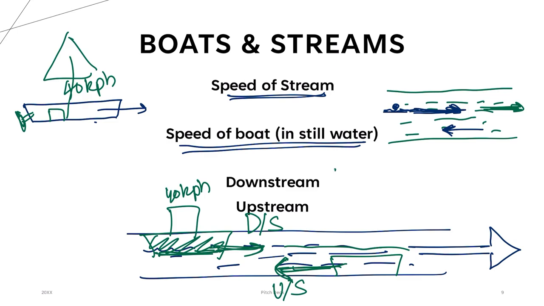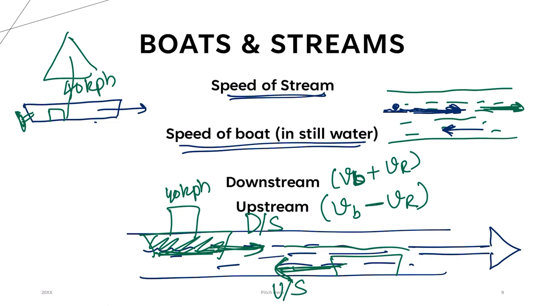So in downstream, the speed of the boat in still water and the speed of the river get added. So this is VB plus VR. Boat and river get added and the boat will move at an even faster pace. But when it is going upstream against the flow of the current, the speed of the boat minus the velocity of the river will be the actual speed of the boat.